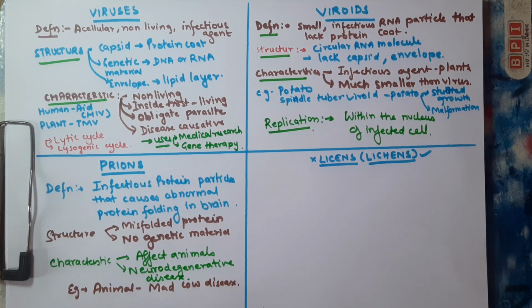Now, why are they important? Because the prions are very important for the study of the protein folding mechanism. Since they are associated with the fatal condition, it is very important to understand the protein folding mechanism. So they serve as a system for studying the protein folding mechanism.